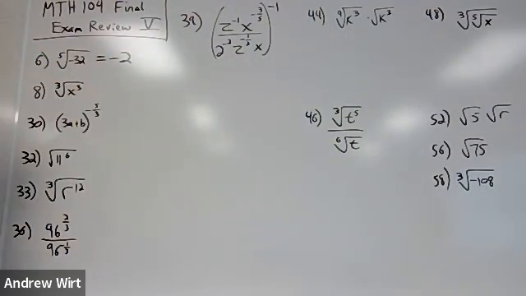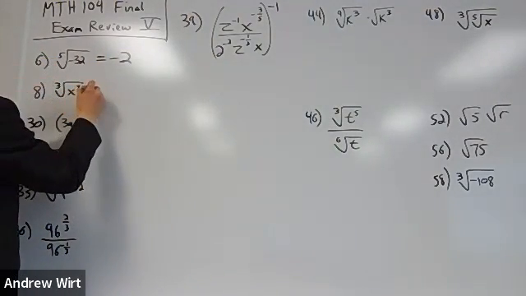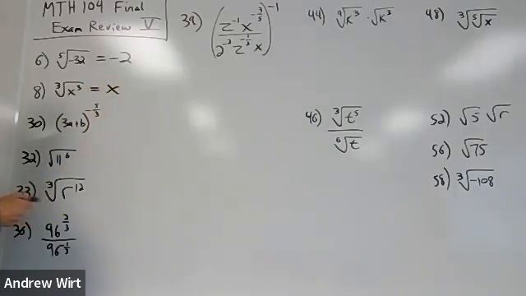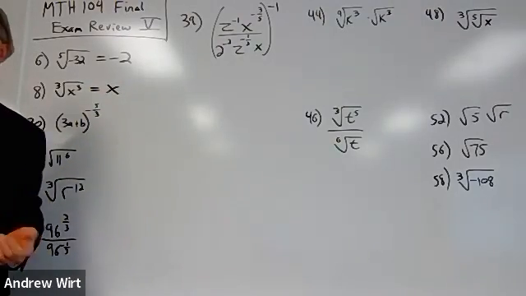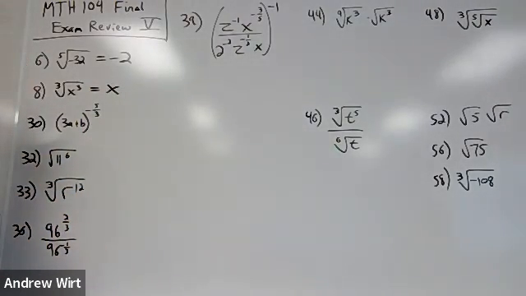Now for 8, here we've got matching index and exponent. And it's odd, so we get x. Don't need any absolute values there. That's just the even ones. And for the ones on the exam, I'm just going to assume that all the values are positive, so you don't need to worry about the absolute value.